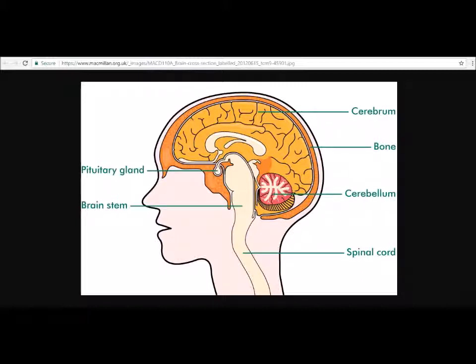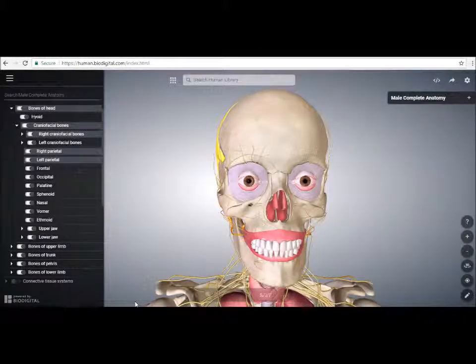So we think about where the pituitary gland is. It's contained right within the base of the cranium, underneath the cerebellum, as you can see from this image here. And just to put that into a little bit more context to help you see, I'm going to use the Biodigital Human app that I've shown you before, just to give you a wee bit more context. So we're looking at, to be fair, a rather creepy looking head there.